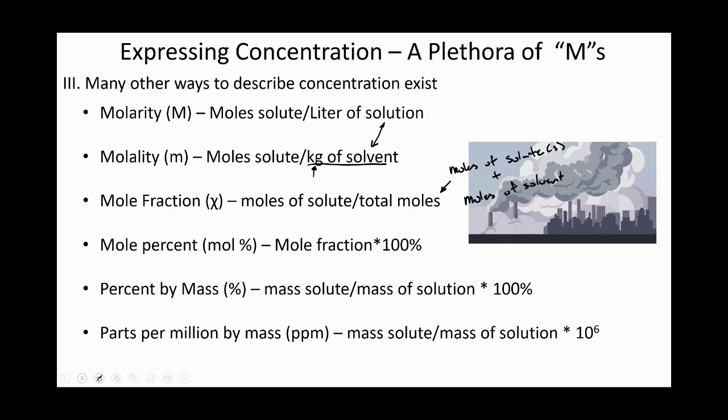Even more applicable, although we don't really think about it too much, are those measurements of pollutants. So we can have things like parts per million by mass, which you've heard of when we've talked about different types of pollutants, and that's just the mass of solute per mass of solution, just like percent by mass, but instead of multiplying by 100%, we multiply by 10 to the sixth, because 10 to the sixth is a million. Then we have one more measurement called parts per billion, and that's just the mass of solute per mass of solution times 10 to the ninth. So just scaling it up a little bit.